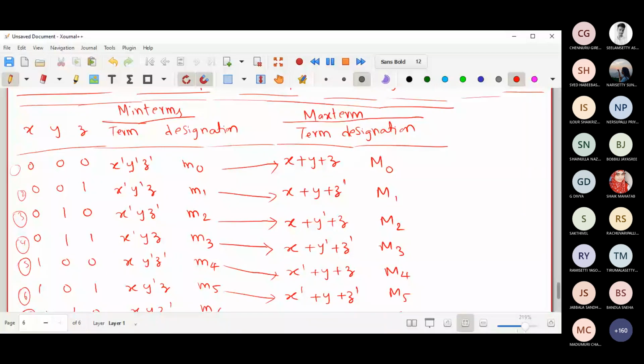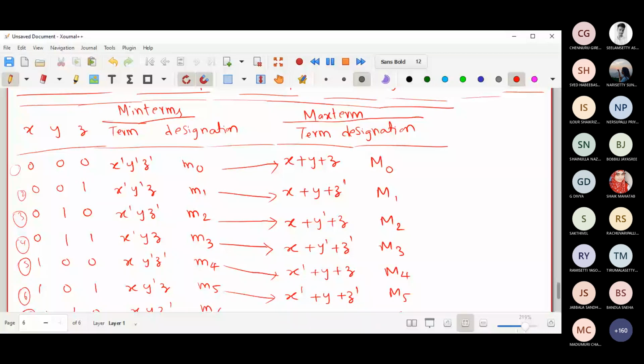Suppose in the min term form, how are we going to write? If it is a min term form, write as it is. If it is a 1, represent it in non-complemented, uncomplemented form. Suppose if it is a 0, write its complemented form. Clear? So x is 0 here, so what will be the form? x bar, y is 0, y bar, z bar.